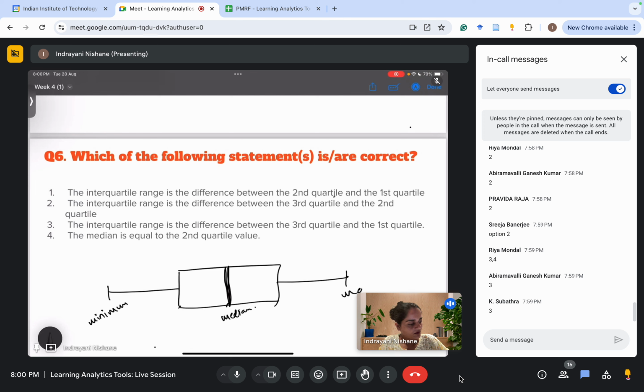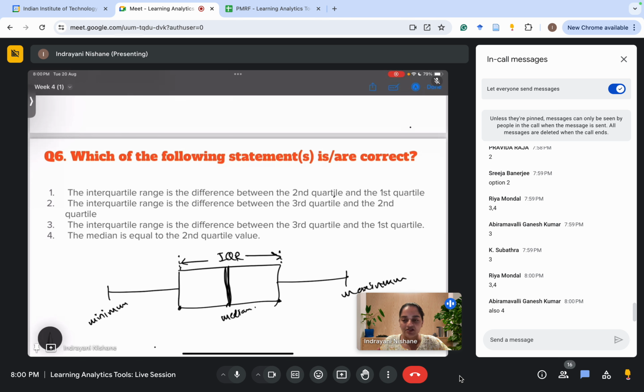This is minimum and this is maximum, and this is IQR. Okay, so now you have to tell me what this point will be called and what this point will be called, so that we can calculate the difference as IQR or interquartile range. Okay, so tell me if this first one is correct.